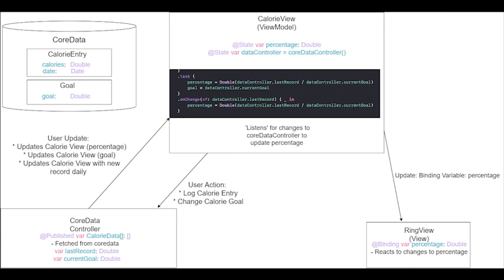The view model also contains the UI that allows users to log calories for the current day. When the user logs calories, the view model calls the core data controller, which updates the last record and passes the update down to the progress ring.